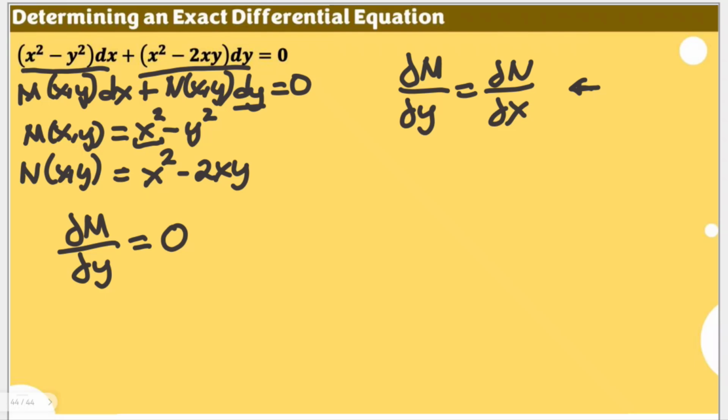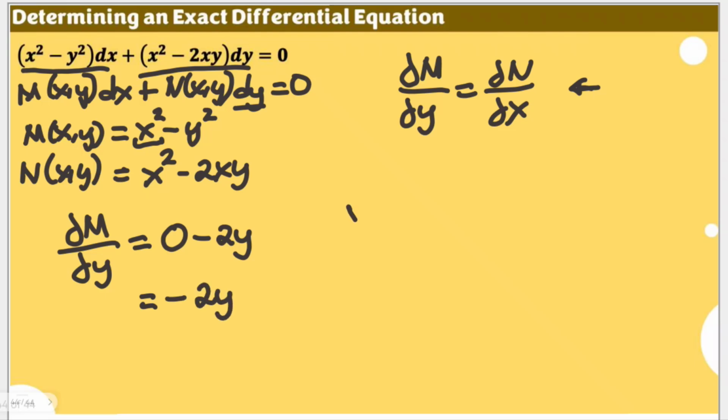Now, similarly, the minus y squared will become minus 2y as we use the first order derivative, taking y as our independent variable here. So with that, our partial derivative is minus 2y.